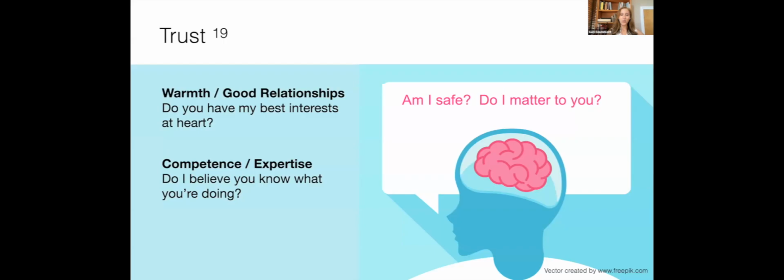And when we look at some of the ways people have investigated trust, the two components that often bubble up are often referred to as the universal dimensions of social cognition, where people talk about trust as being a combination of warmth, so like good relationships, do I believe that you have my best interests at heart, and competence? Do I think you know what you're doing?